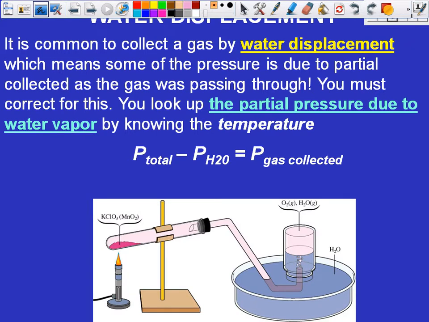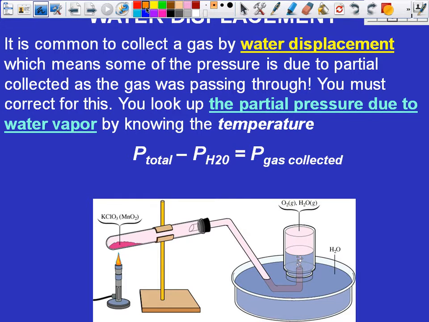On water displacement, I'm just going to run through this relatively quickly. I don't want to spend a whole lot of time on it because it can get a little cumbersome. It's common to collect the gas by water displacement. Basically, we're going to pump a gas into some water, and the gas is going to take up some room and move the water. Let me finish reading, and I'll show you on the diagram.